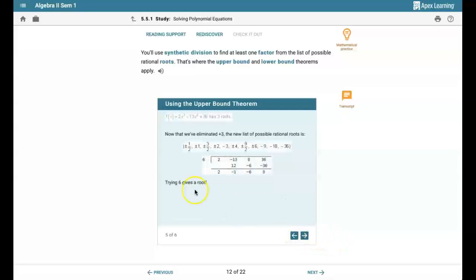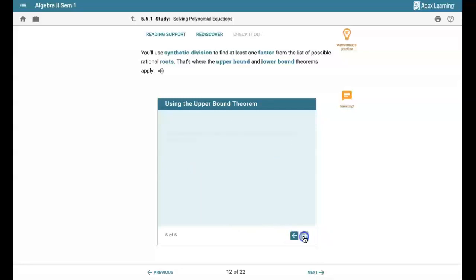So trying 6 here, we try 6, and it gives us a remainder of 0. Since there's a remainder of 0, that means it's a root, so we can pull out our value of 6. That gets us to a quadratic that we're really comfortable with factoring, hopefully by this point. Then we can just factor based on what we have there and we get our values for our roots out.